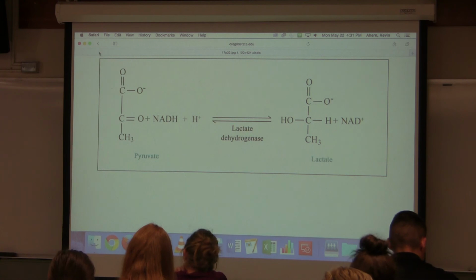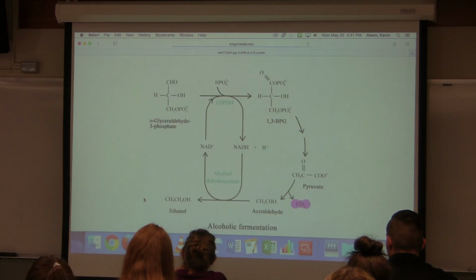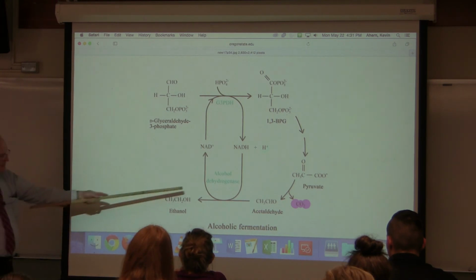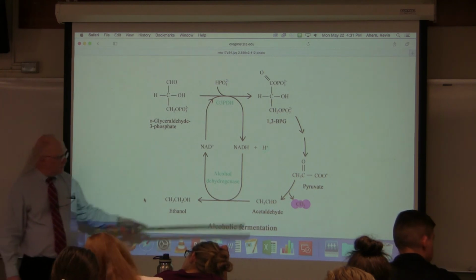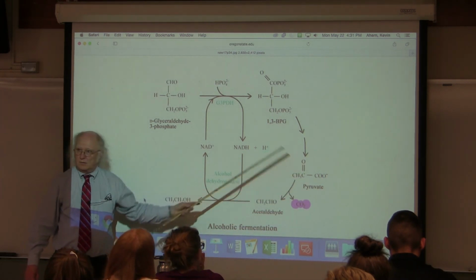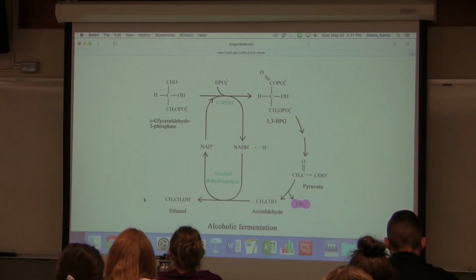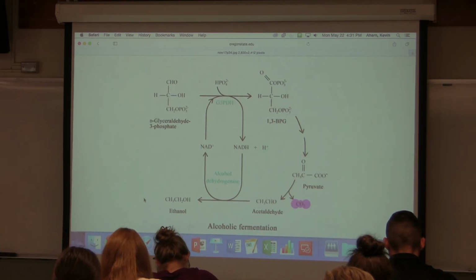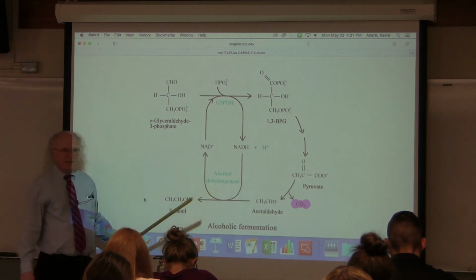Now I'll tell you something surprising. Let's go back to the last slide. The surprising thing is right here. You have this enzyme in your body. You just can't do this reaction. Why in the world do you suppose you have that enzyme in your body? If you can't make this from pyruvate, what use is this enzyme?